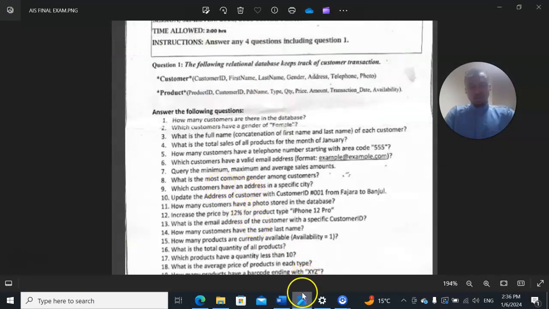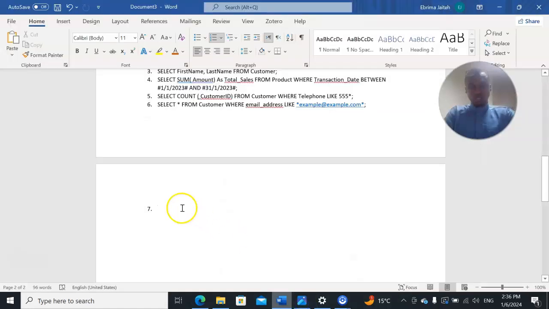Let's look at question number 7. We have to write an SQL query using the minimum, the maximum, and the average on sales. So we are going to say select. What is the first command? It's minimum, right? So minimum of what? This is the sales amount.